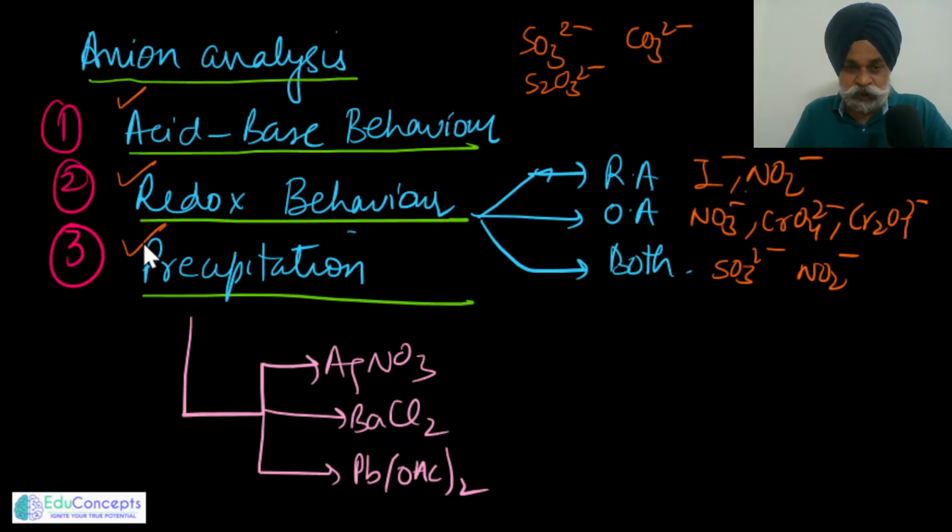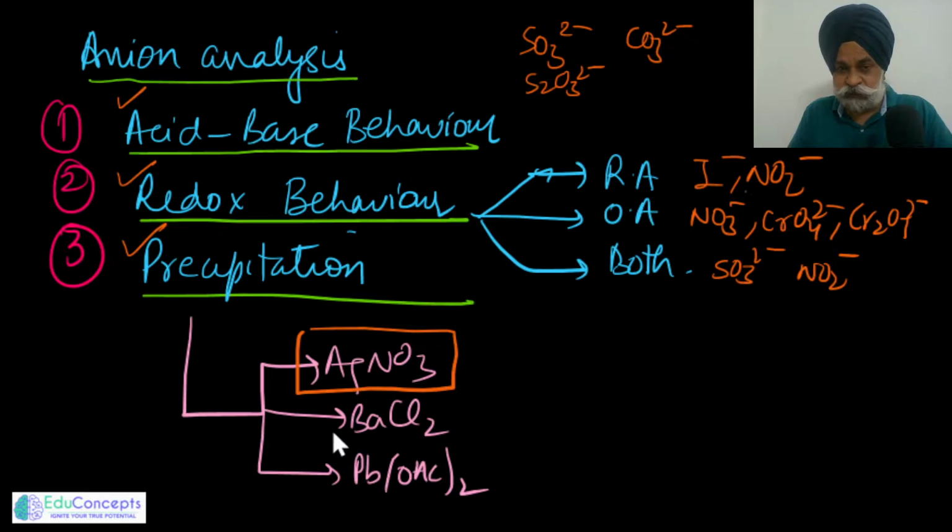And lastly, the most important is precipitation. We would like to precipitate these anions in such a way that we could group them so that the segregation thereafter becomes easy. Most of the time we use AgNO3 as one of the most important precipitating agents, because it readily precipitates most of the anions in the syllabus. And then barium chloride, lead acetate.